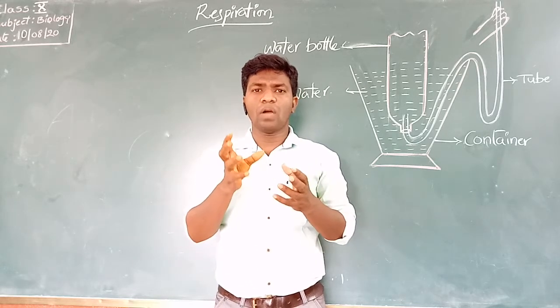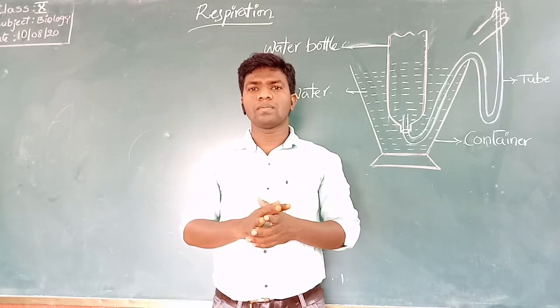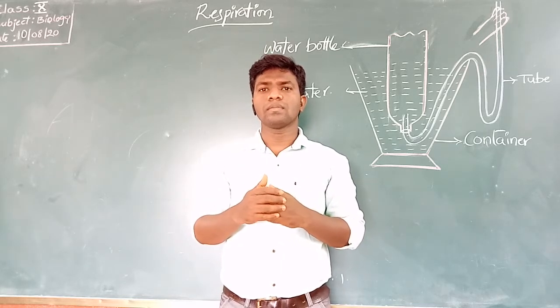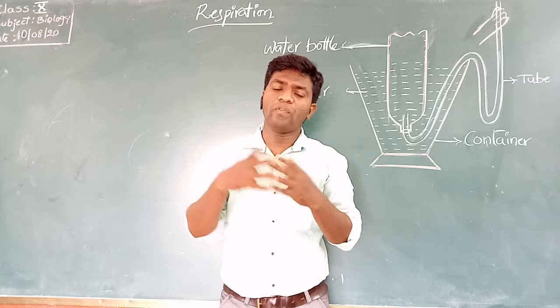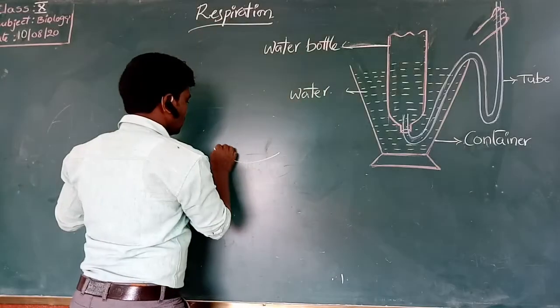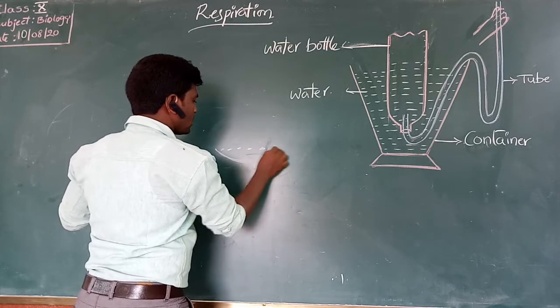First of all, you have to take a small amount of sugar on a tin foil and heat it over a flame. Take sugar crystals.